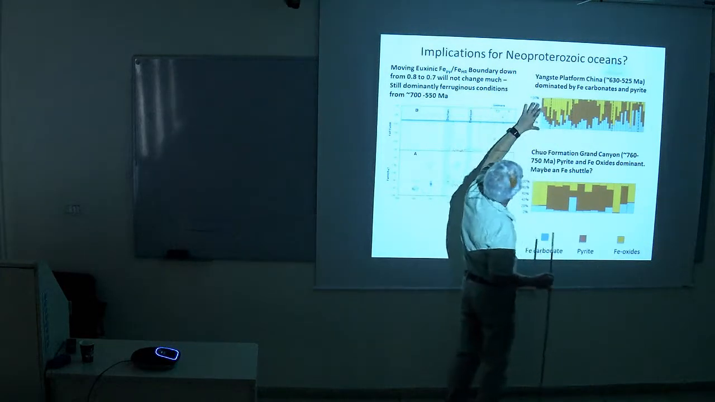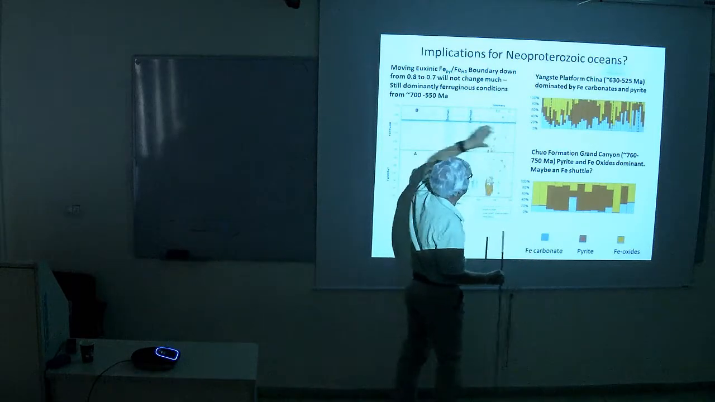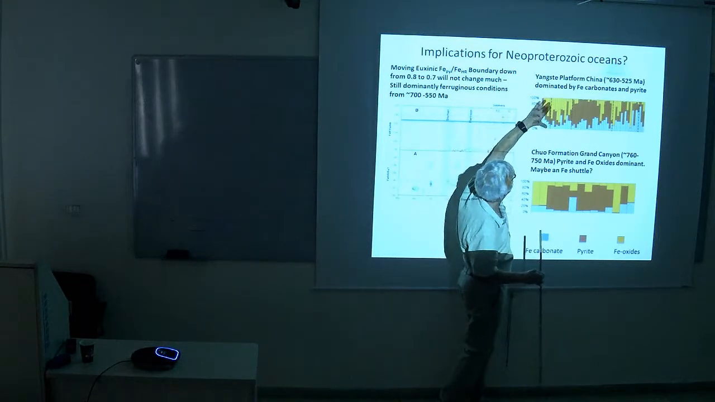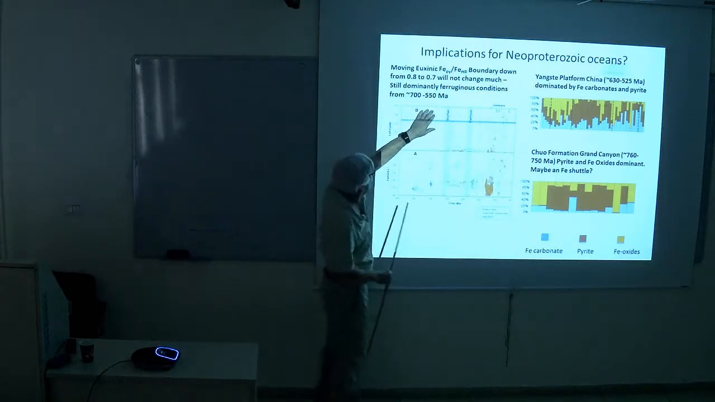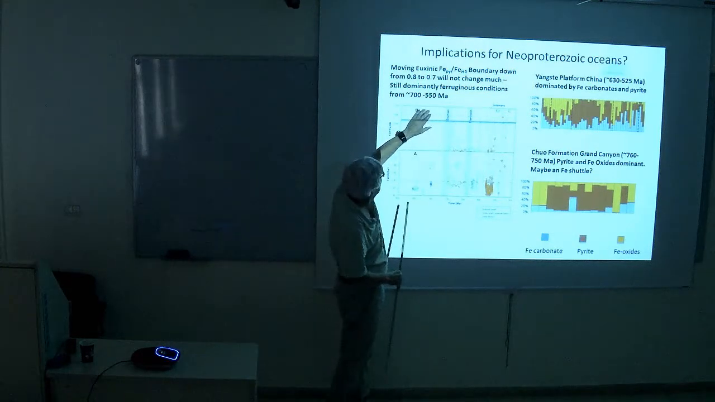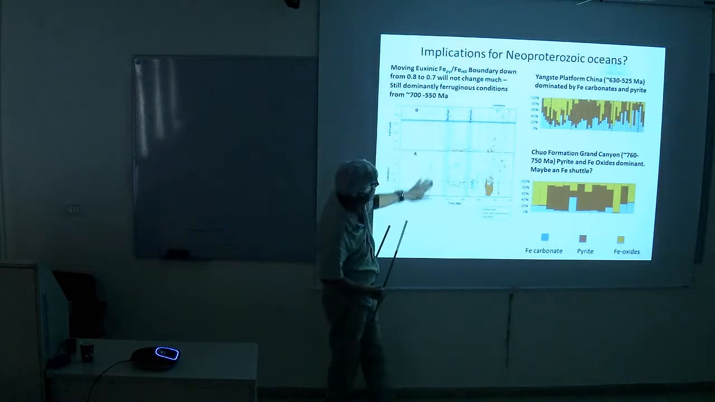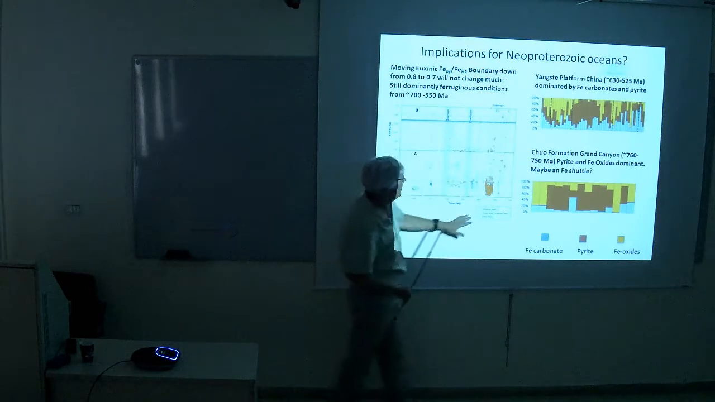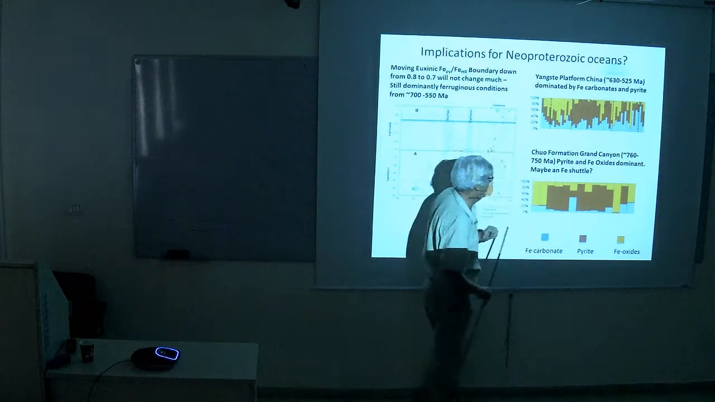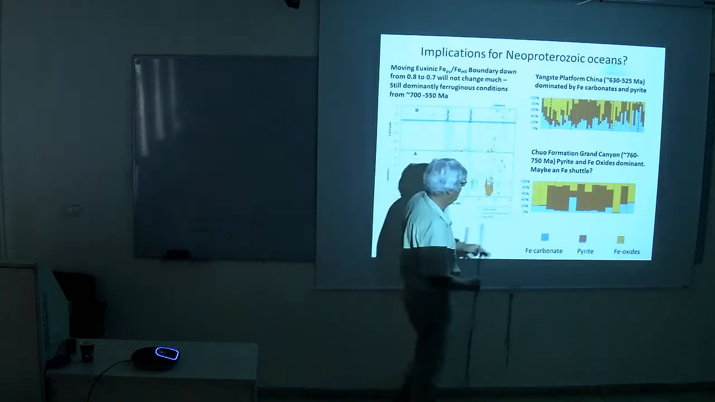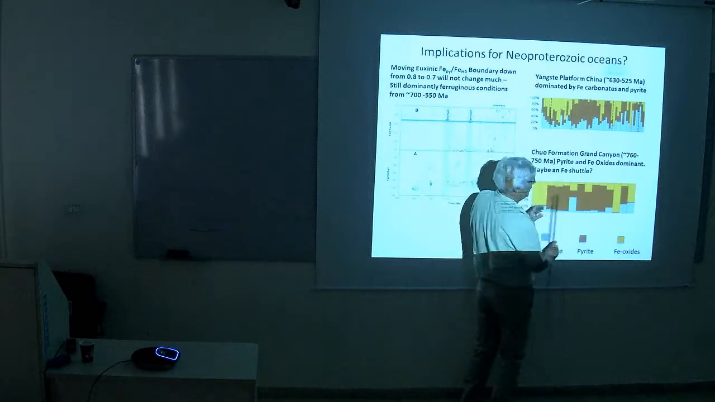And in the Proterozoic events, one sees much more iron carbonates. But there is this shuttle here, this euxinic one, the Chuar formation, 750 million years old. And here the mineralogy changes. It is not a ferrous carbonate mineralogy. It's in fact dominated by pyrite and hematite.